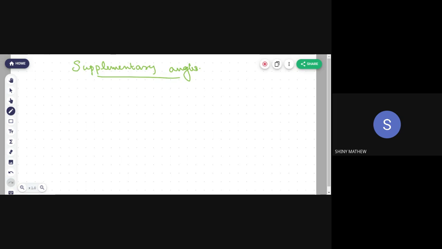You write: when the sum of two angles is 180 degrees, the angles are called supplementary angles.